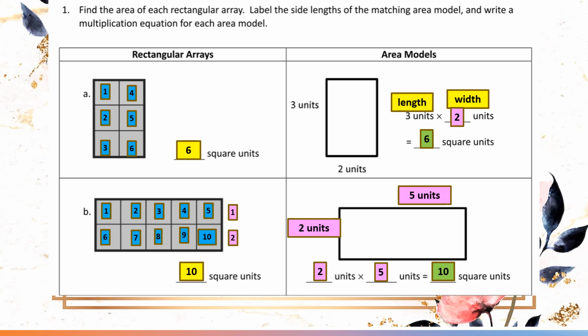Remember, the rectangular arrays match the area models. So the total area are going to be the exact same for the ones that are right next to each other. Notice A is the same straight across, B is the same straight across. Now, if you need to go ahead and pause the video so that you can label everything and write everything down, go ahead and do so now.